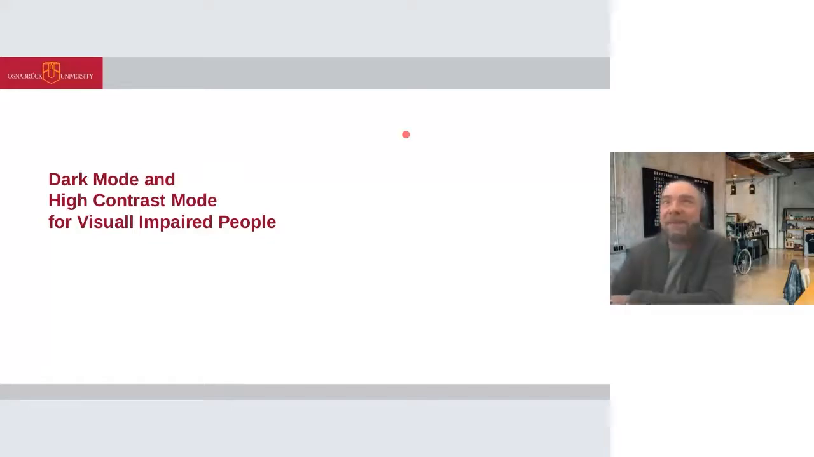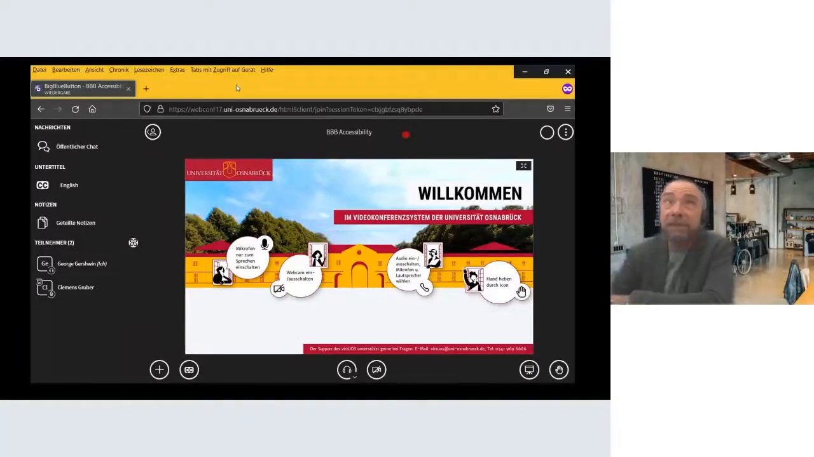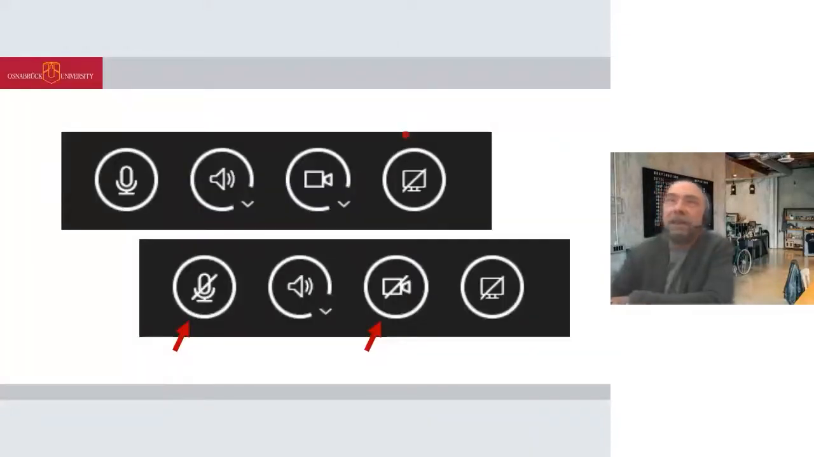So this was about the hearing impaired possibilities and wishes, and now a small look-out at dark mode and high contrast. Fred mentioned this in the session. BigBlueButton works well with the high contrast mode, but in case you switch microphones off or cameras off, the icons are not very differentiable. You have the same icons with a tiny line on them.